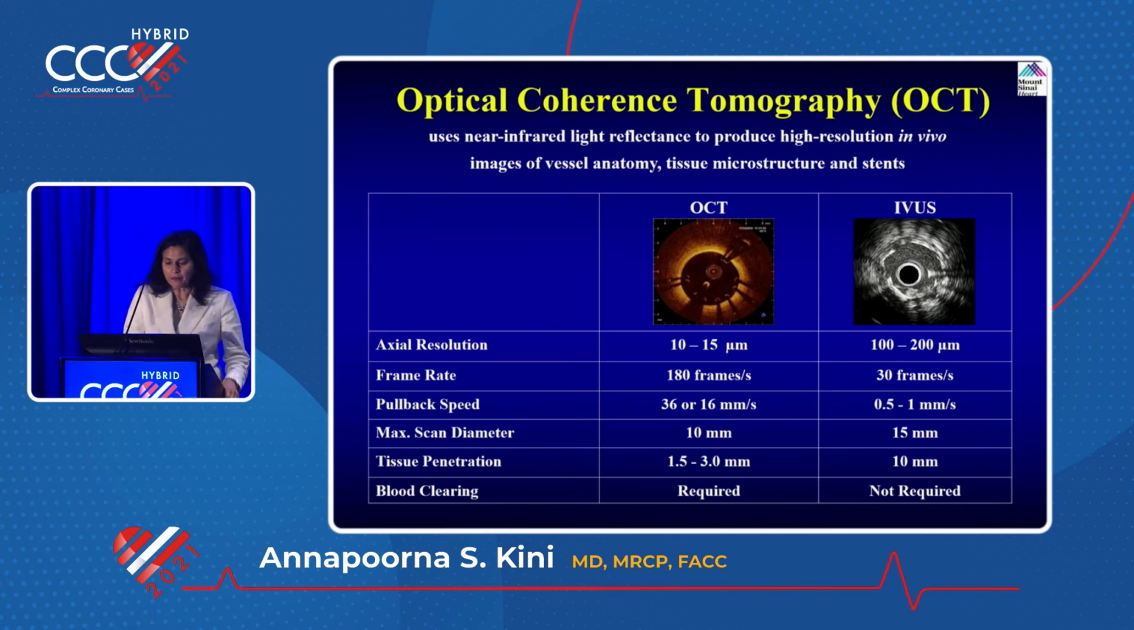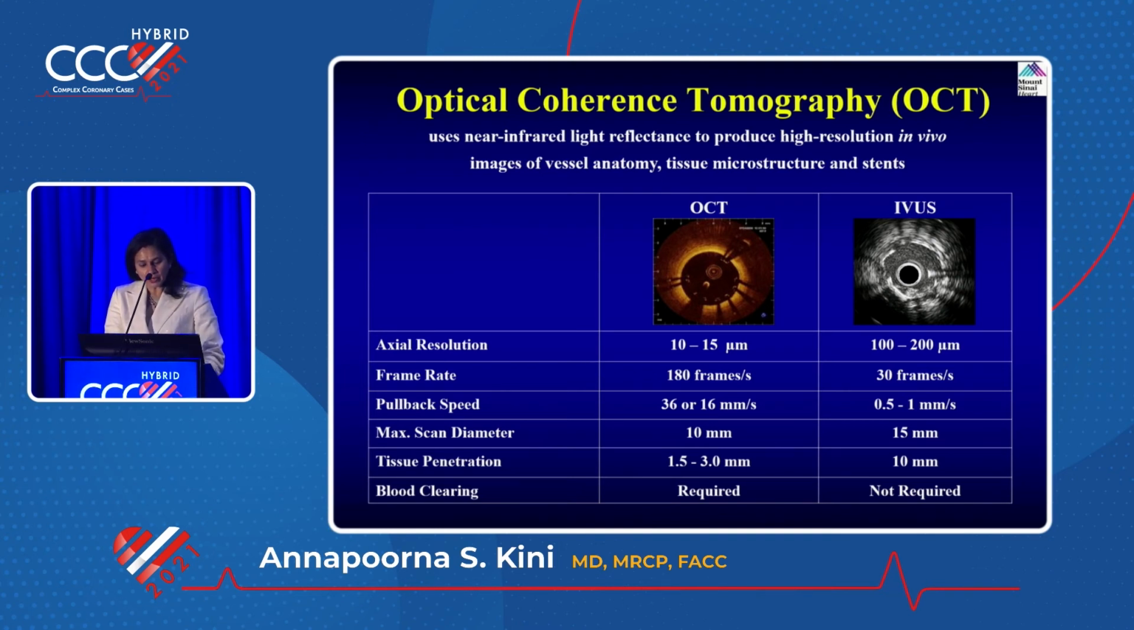These questions will come. What's the difference between OCT and IVUS? Anybody knows? This is what it is. 10 to 15 micron. And then frame rate. I don't think we showed you the OCT live. If you have done OCT in your lab, you've seen it's very fast, right? It just takes a couple of seconds because of 180 frames per second, whereas IVUS goes 0.5 to 1 millimeter per second, very slow. Pullback speed is also faster.